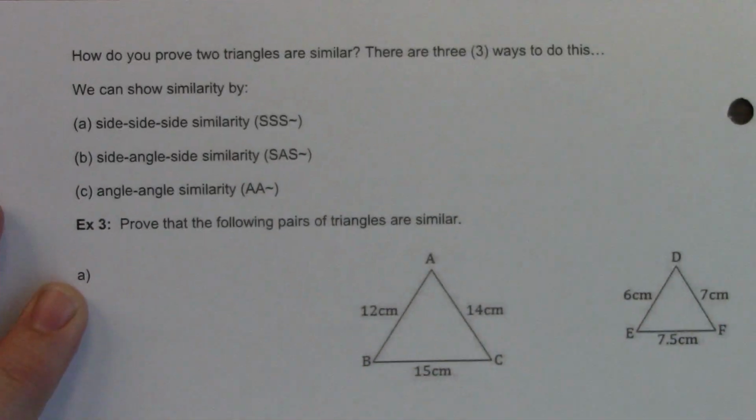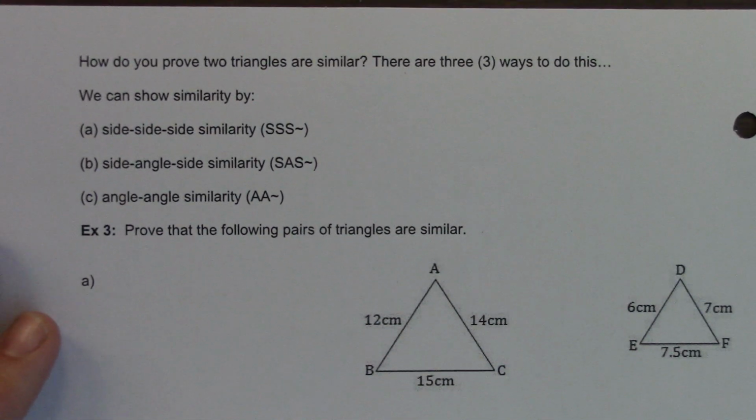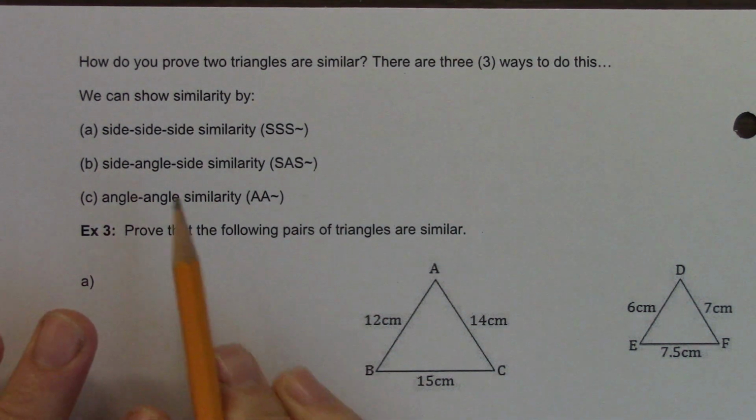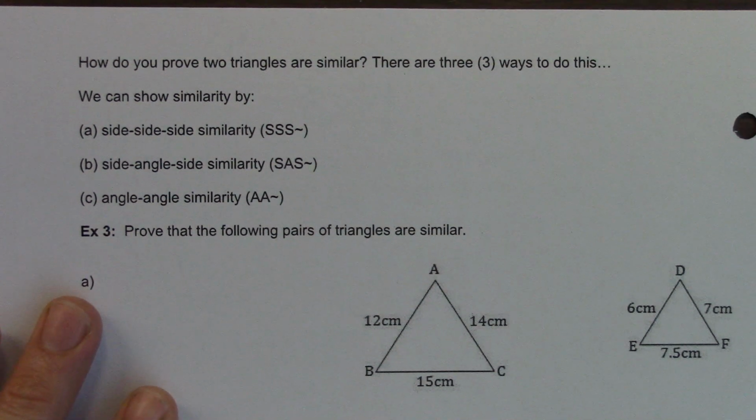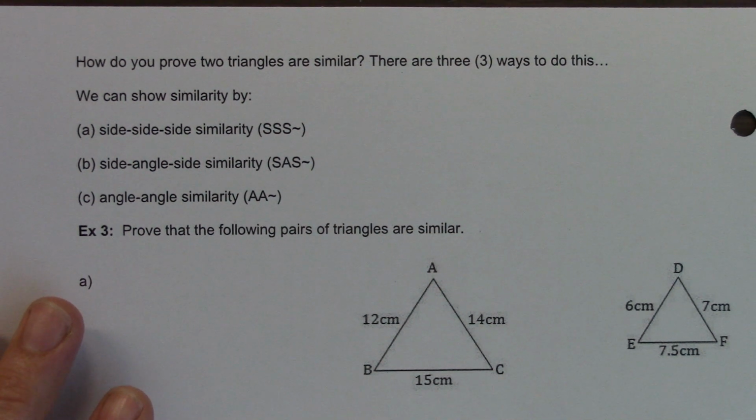All right. So how do you prove two triangles are similar? There's three ways that we can do this. Okay? Three ways. I showed you one way. What's one way that I've already showed you? Yes, the ratio of the sides. Okay, so that is one way. You can check if the sides are proportional.